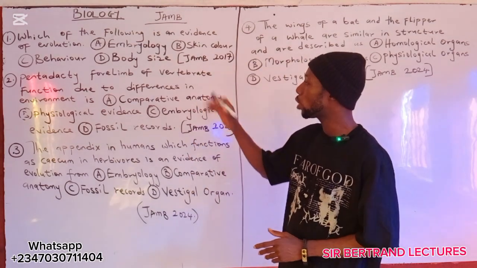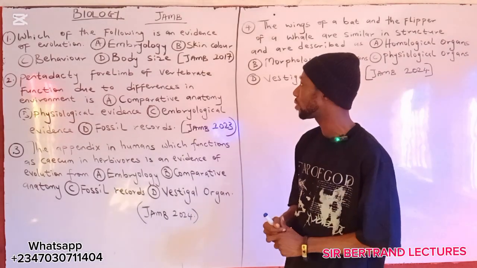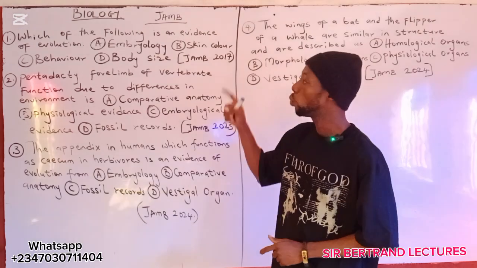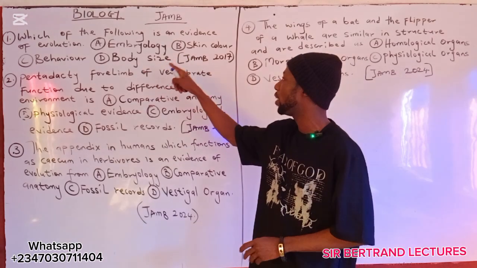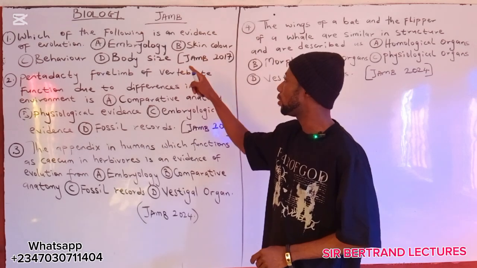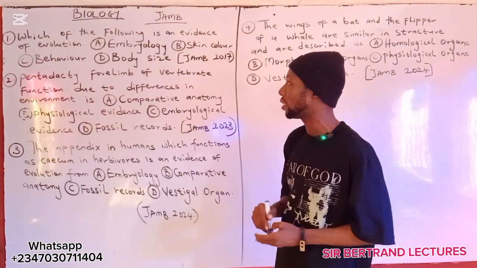All right? Then the question number one is, which of the following is an evidence of evolution? Which of the following option A to D is an evidence of evolution? And this is the JAM exam question in the year 2017.